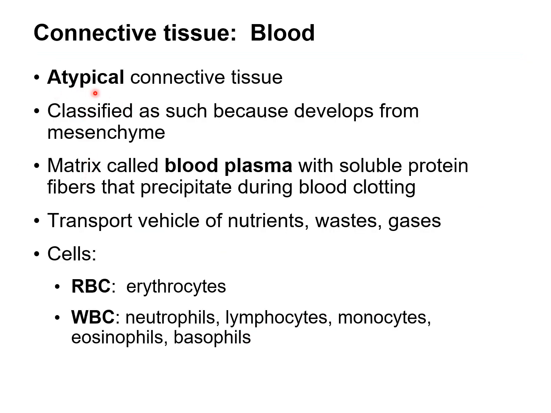Blood is atypical connective tissue because it's liquid. It is connective tissue because it develops from those stem cells called mesenchyme. The matrix is the plasma of the blood, and the cells are red blood cells and white blood cells. Red blood cells are your erythrocytes, and there's many types of white blood cells that will be more important for you in A&P Part 2.